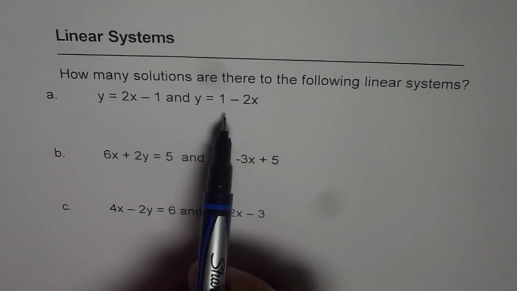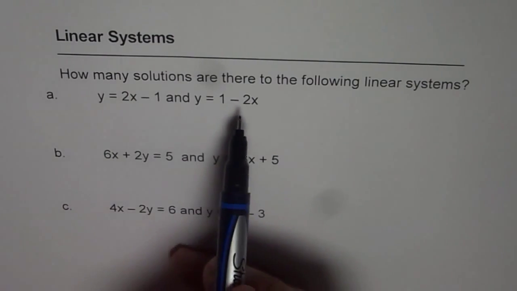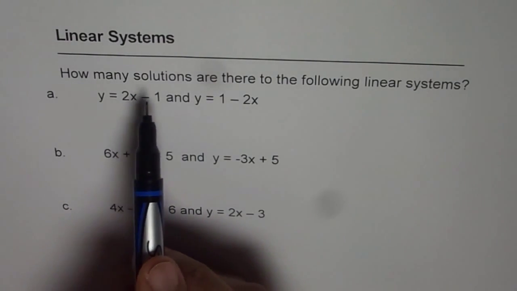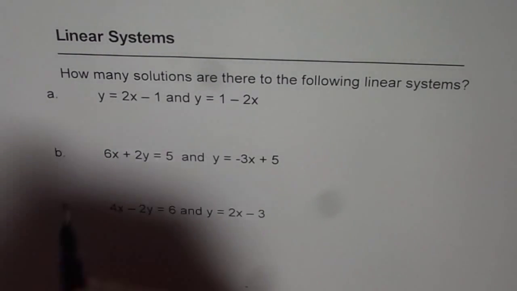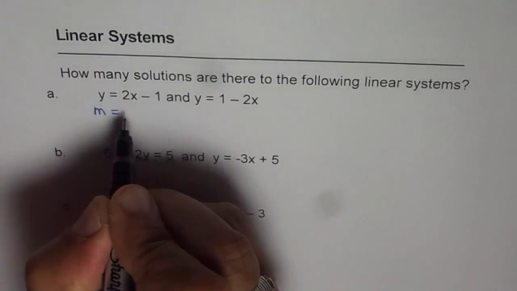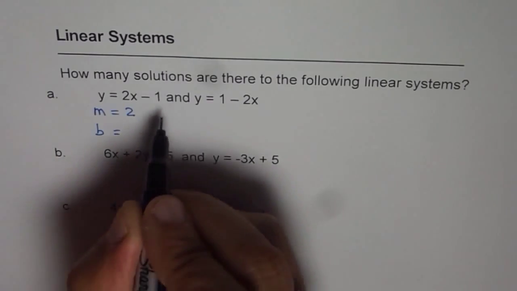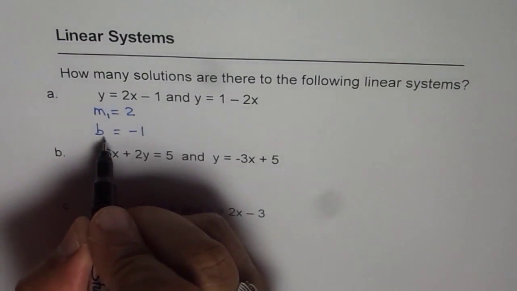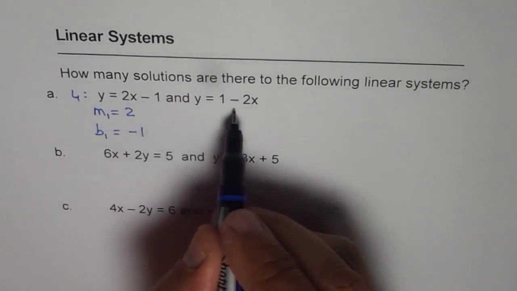Here I have given equations in slope and intercept form. The idea is you can straight away read the slope and the y-intercept and then decide how many solutions there will be for the given linear system. So y equals 2x minus 1. In this case, slope is equal to 2 and the y-intercept, let me write b as minus 1. Now let me call them m1 and b1 since this is for line 1. Let me do line 2 also.